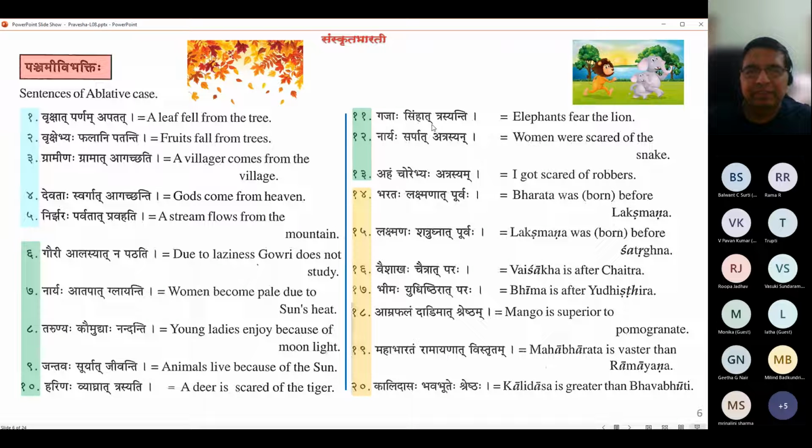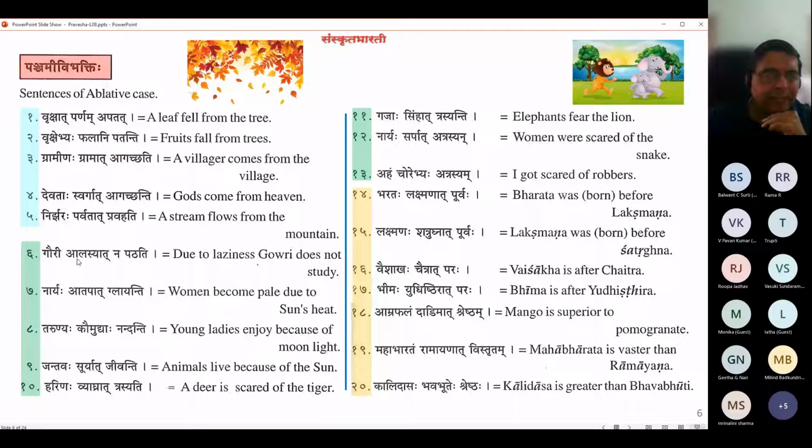Gajaha simhat trasyanti. Elephants fear the lion. Naryaha sarpat atrasyan. Women were scared of the snake, past tense. Aham chorebhyah atrasyam. I got scared of robbers. Thanks very much, Balwantwarya. You read very well.